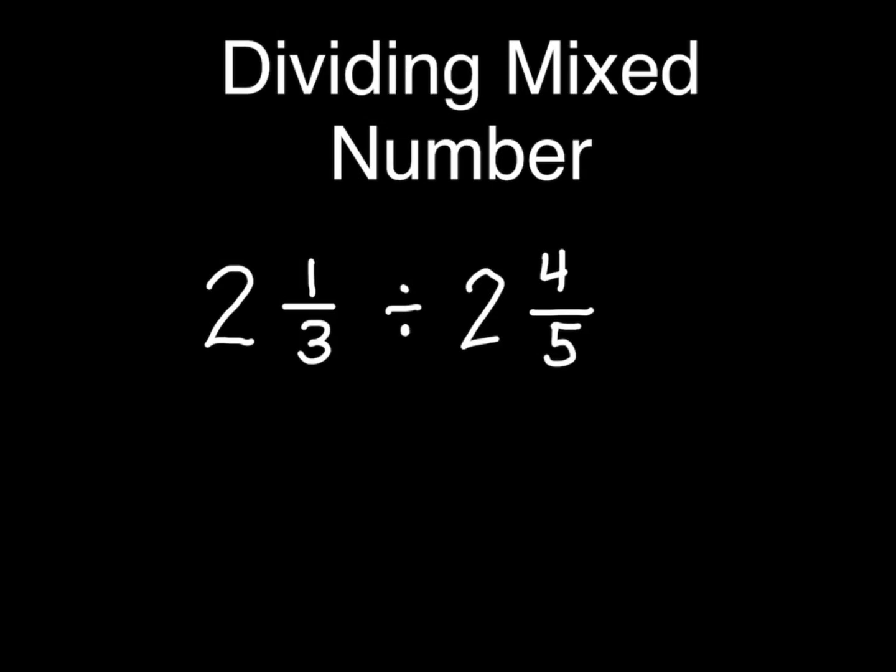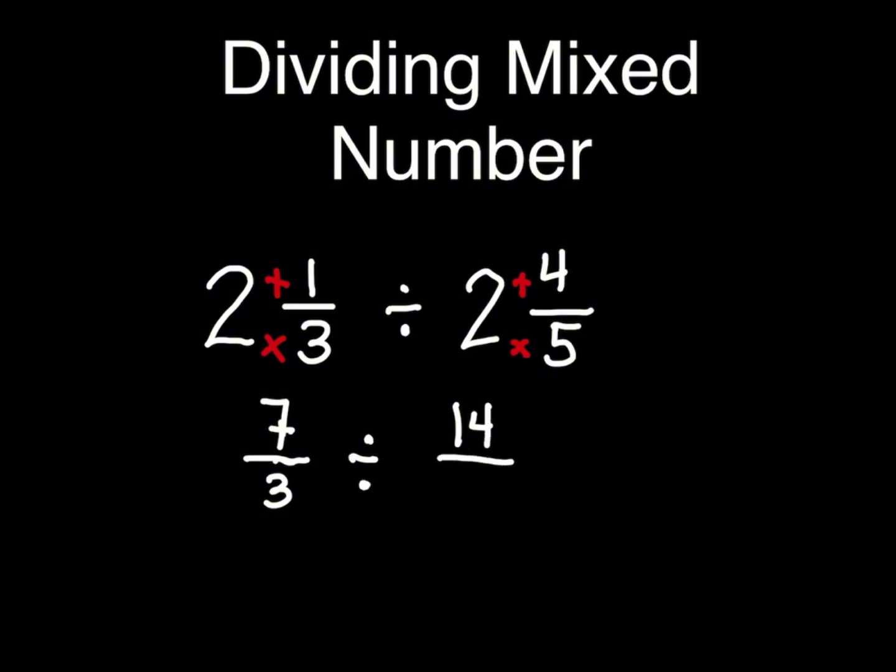In dividing mixed numbers, first you have to convert the mixed number into an improper fraction by multiplying 3 times 2 plus 1. So the answer is 7 over 3. And then, divided by, you do the same: 5 times 2 plus 4. So that is 5 times 2 is 10, plus 4 is 14.